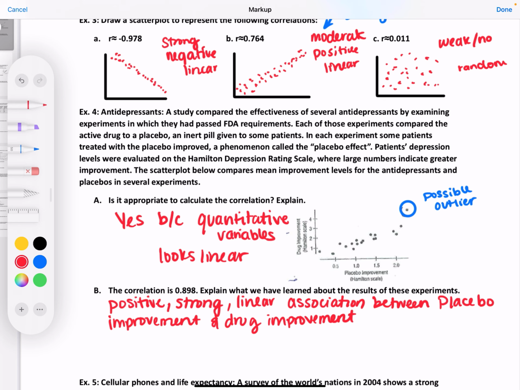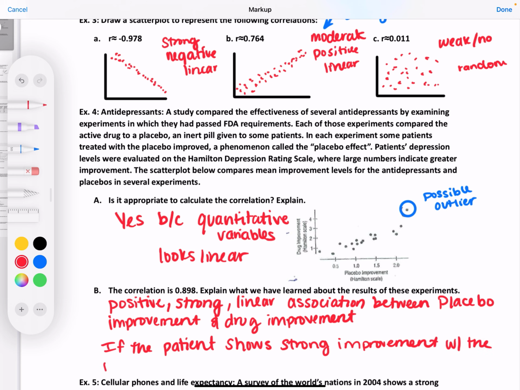And so just a little bit more as to what that would mean. If the patient shows strong improvement with the placebo, they're likely to see an improvement with the drug.